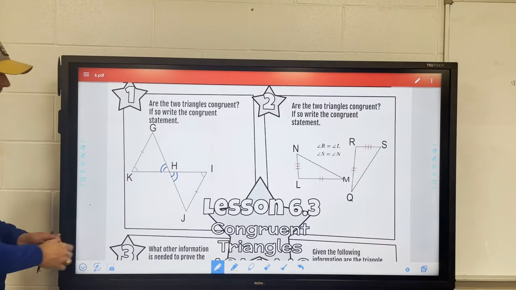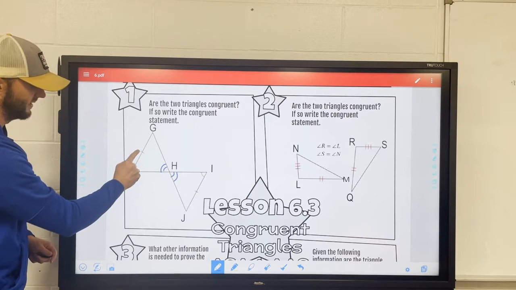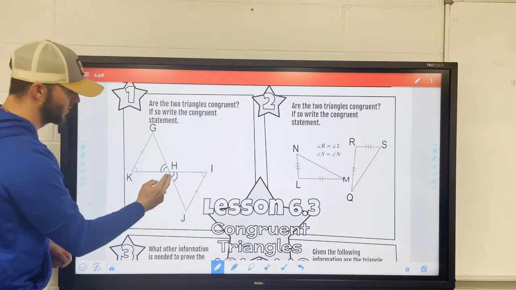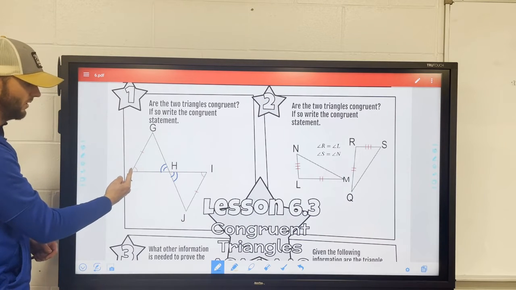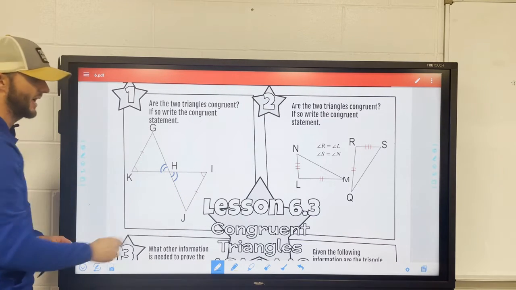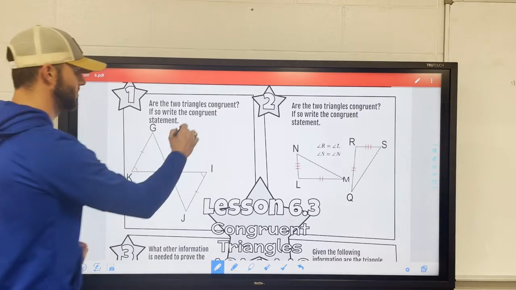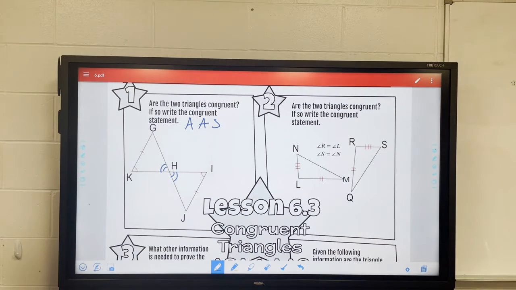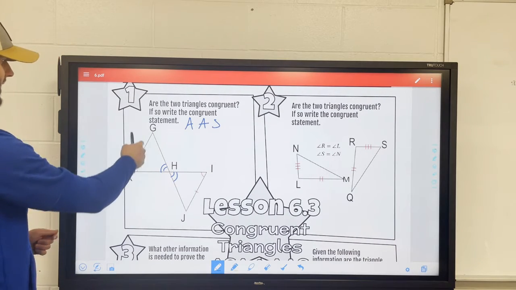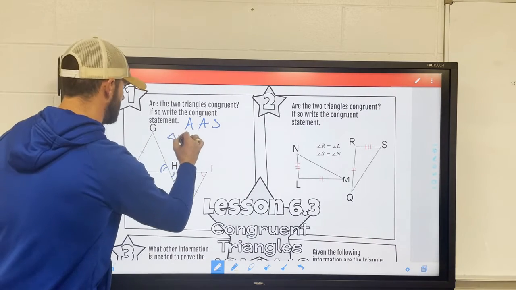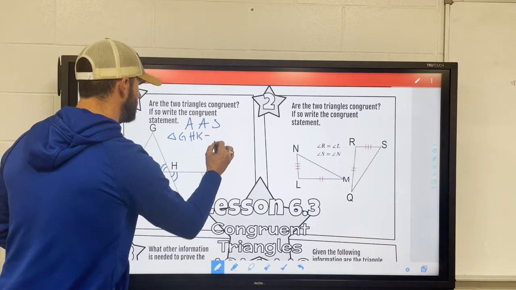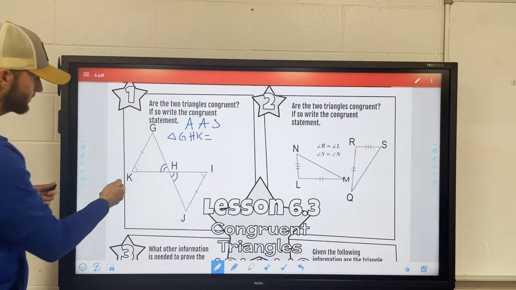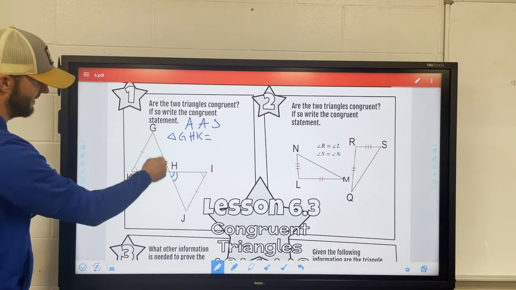Let's look. I have angle, angle, and then the side. I have an angle, and then the side. It follows the same pattern: two angle, one angle, then the side. So these two triangles are congruent by angle, angle, side. Now we need to write the congruent statement. I'll write triangle GHK is congruent to, and then I need to write the corresponding parts to it. If I look here, I have my one side and then I have this side going here.